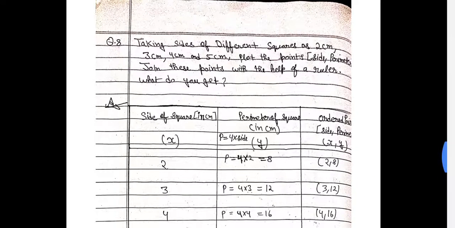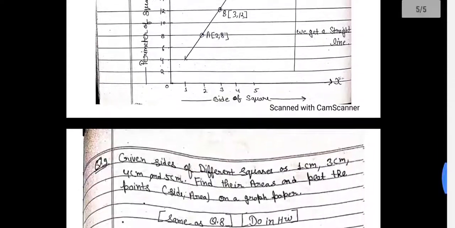The question is to join these points with the help of a ruler. What you have to do? First you have to plot the points, and then you have to join them with the help of a ruler. Now we don't have a graph here, so I am drawing this on a notebook only, but you have to draw on a graph paper.